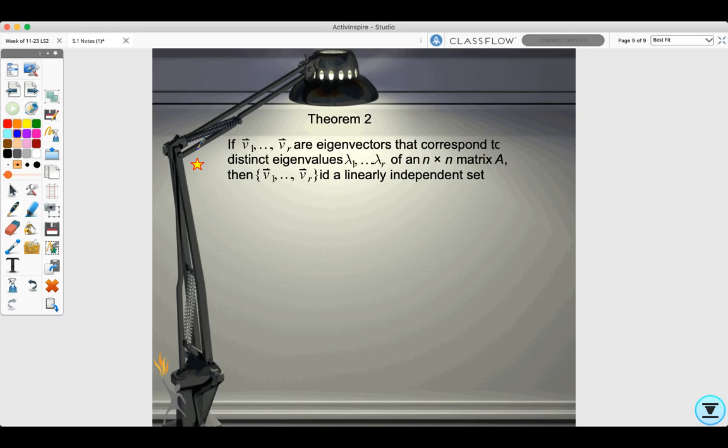Theorem 2. If vectors v1 to vr are eigenvectors that correspond to distinct eigenvalues lambda 1 to lambda r of an n by n matrix A, then the set of vectors v1 to vr is linearly independent.